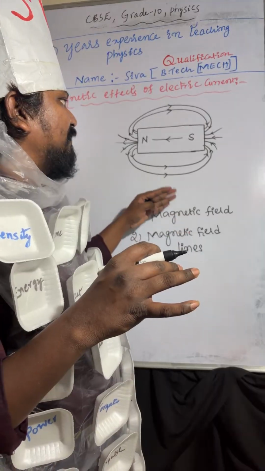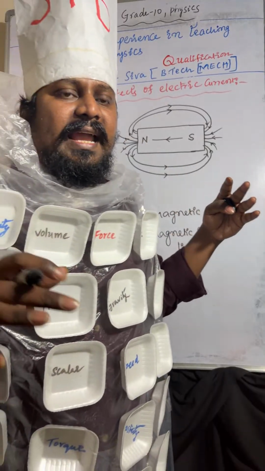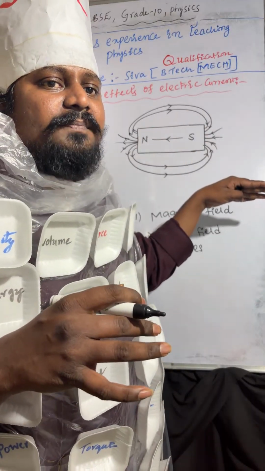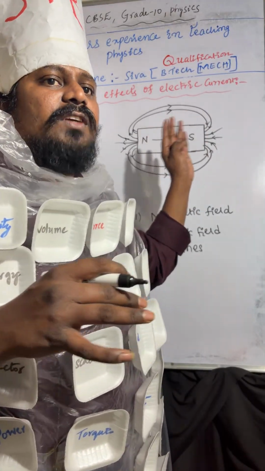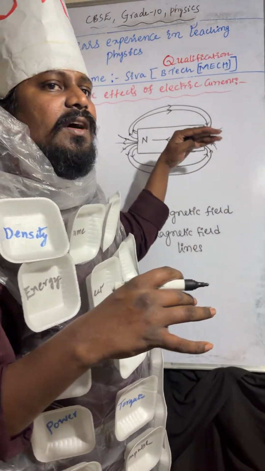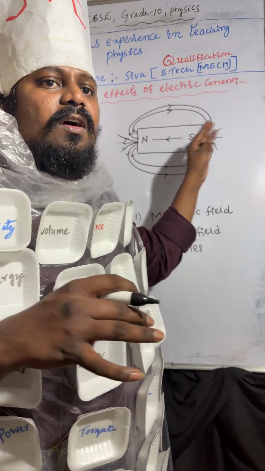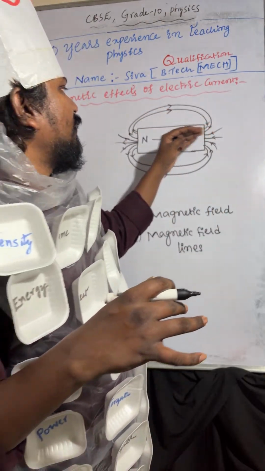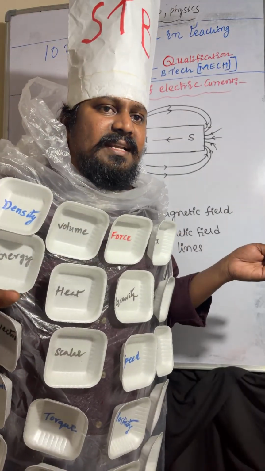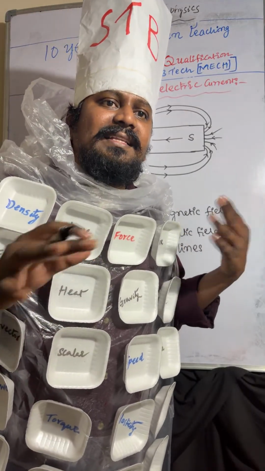So coming to magnetic field lines. These field lines emerge out from north and merge at south. Outside of the bar magnet, the magnetic field is north to south. Inside of the bar magnet, the magnetic field is south to north. And these field lines never intersect.